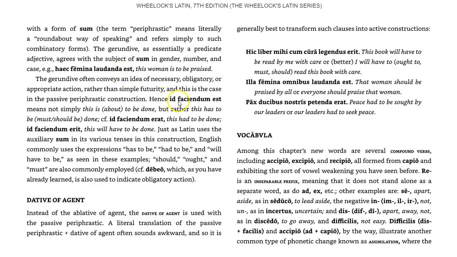Here's another example. Id faciendum est. So again, we know that this is a future passive participle. So it means not simply this is about to be done, but rather this has to be done, or this should be done. And then here we have it kind of in the past tense. This had to be done.